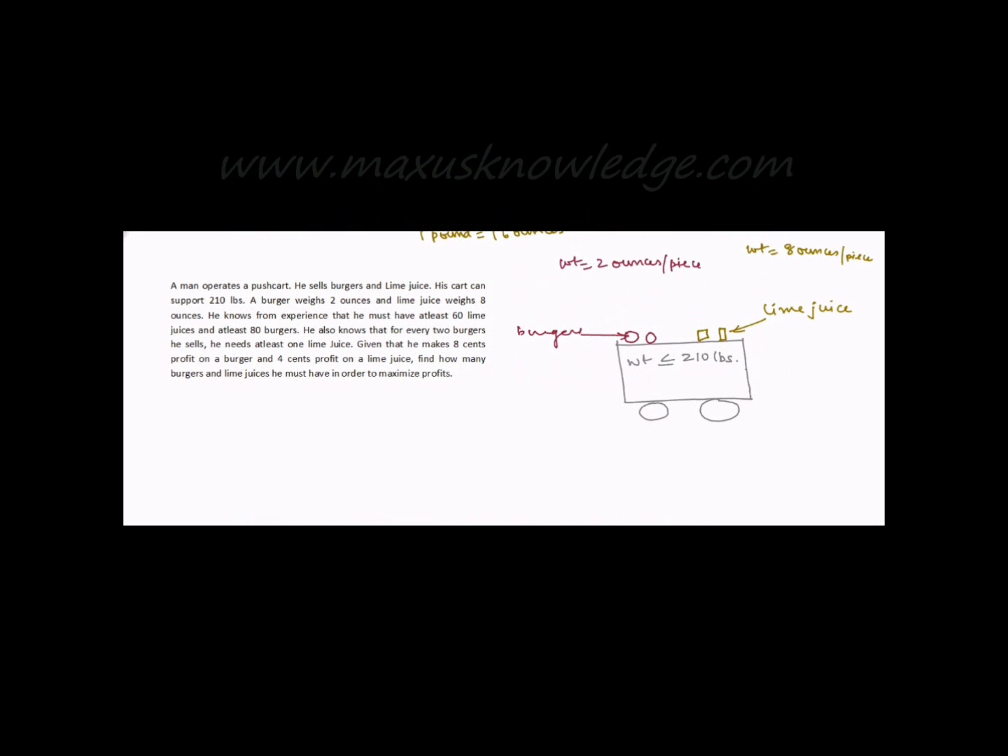Now it has been given that he knows the demand for burgers and lime juice. So he knows from experience that he must have at least 60 lime juices and at least 80 burgers. So the quantity of lime juice should be at least 60, so should be greater than or equal to 60. And the quantity of burgers should be greater than or equal to 80.